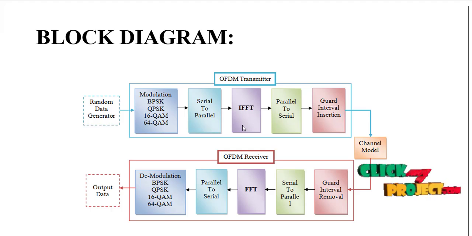Here the first process is that the added interval is removed in the receiver, and then the serial to parallel converter. Here we use the fast Fourier transform, which is the inverse process of the transmitter, and then the parallel to serial converter. In the receiver we do the demodulation technique and then we get the output data.